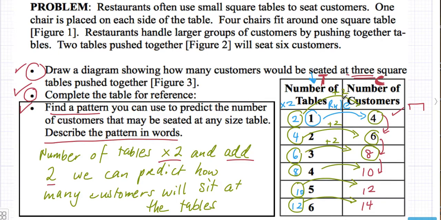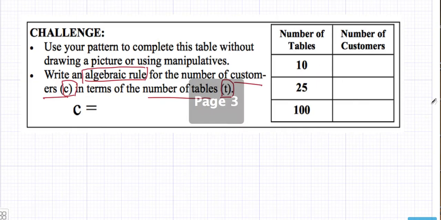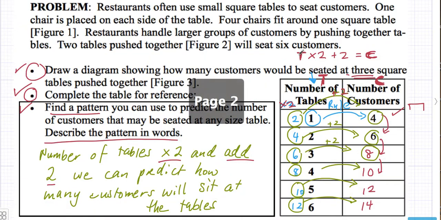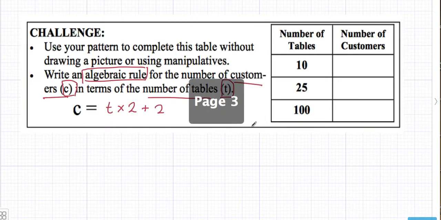So what's the relationship? Well, as a rule, we know that if we take the number of tables, we multiply that number of tables by 2, and we add 2, we will get the number of customers, C. This is a rule in algebra. You've actually used letters and numbers to be able to predict the number of customers when you know the number of tables. So that's the answer here. C equals T times 2 plus 2. I've just used lowercase c and t here. I used uppercase here. It doesn't matter as long as you're using the same letters.